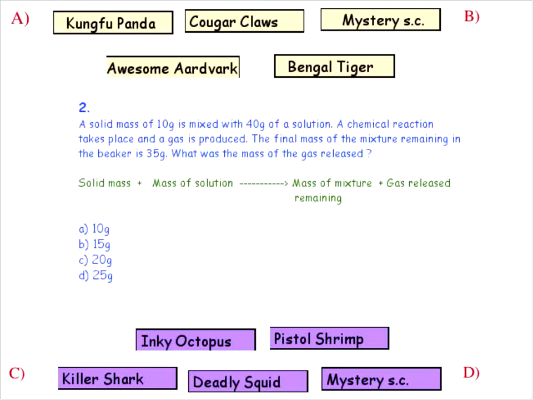So this is a similar type of question, guys. A solid mass of 10 grams is mixed with 40 grams of a solution. A chemical reaction takes place and a gas is produced. Okay, that's really important. The final mass of the mixture remaining in the beaker is 35 grams. What was the mass of the gas released? So again, as soon as you make your choice, put on the check mark.